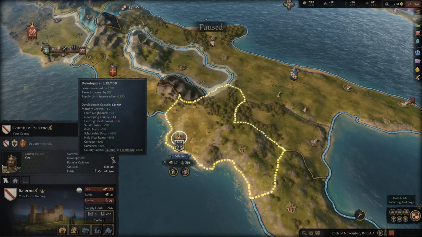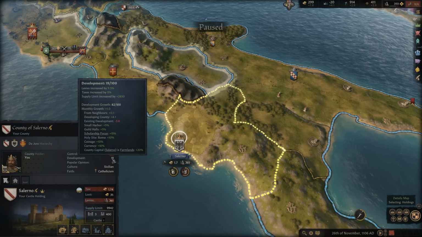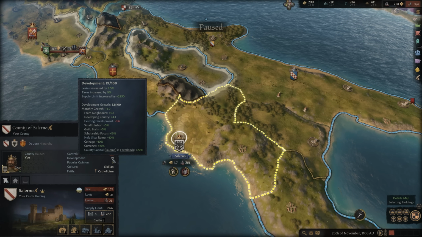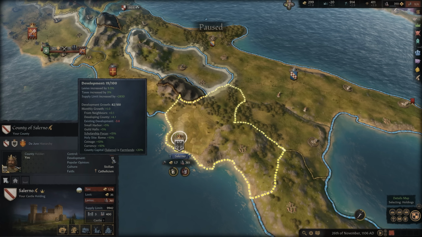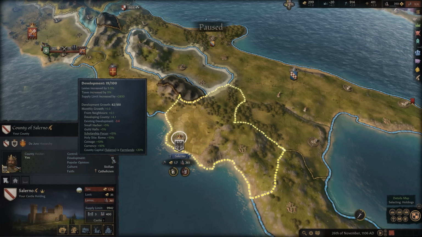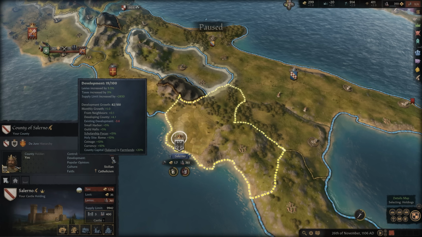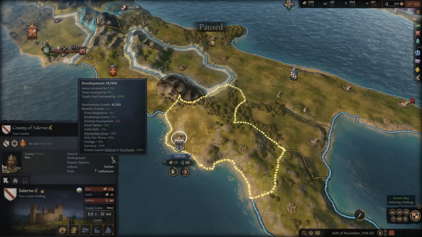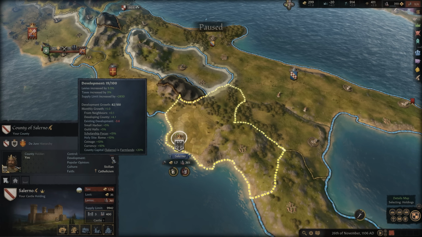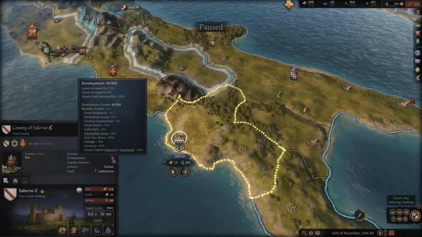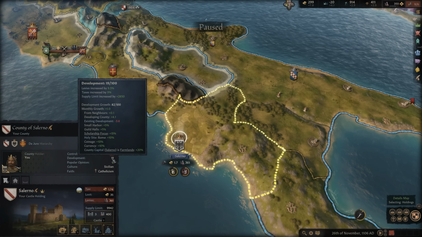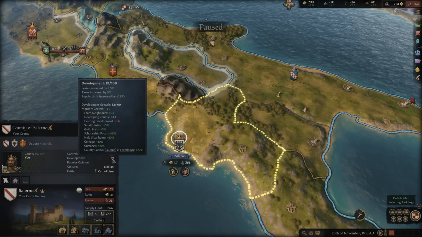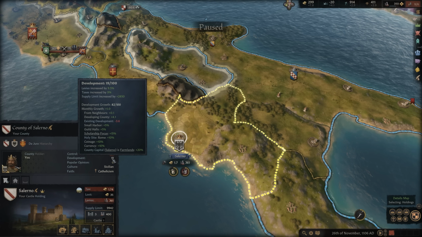But the computation for this and how this works is that your levies amount is the development number, so in this case 19, divided by 2. The taxes amount is the development number, again 19, divided by 2, rounded down. So rather than 9.5, it's just a flat 9. And then your supply limit is the development amount, 19 once more, times 150. This equals 2,850 total supply increase, not amount.